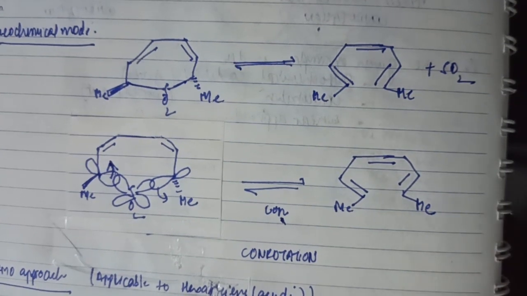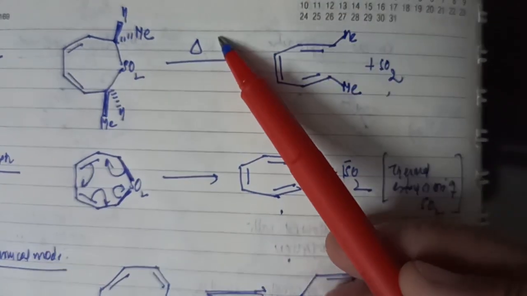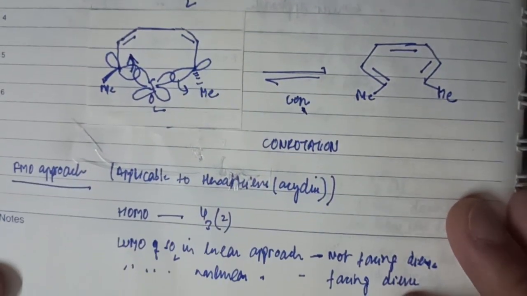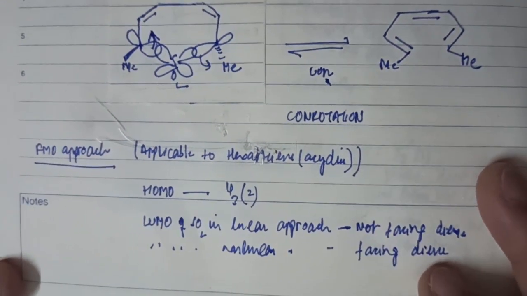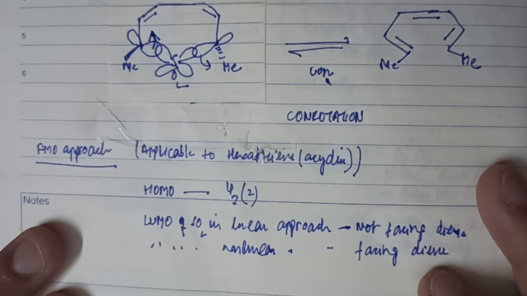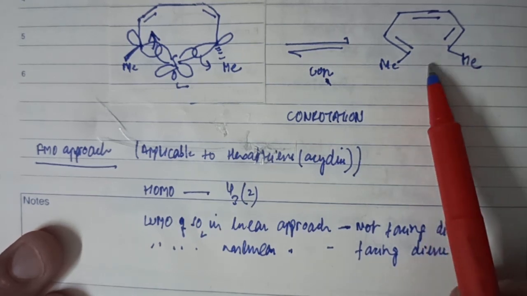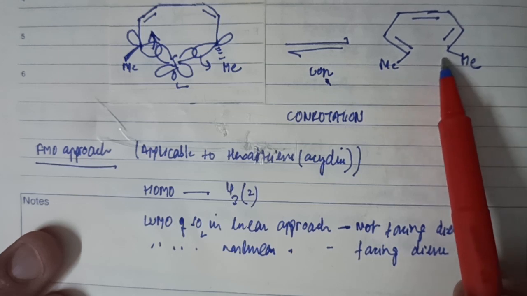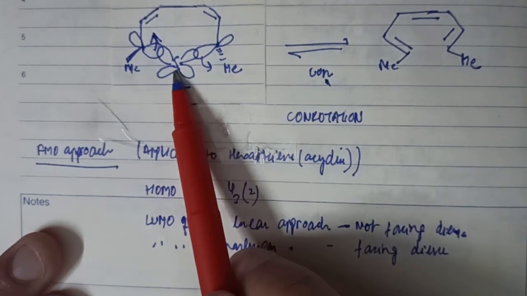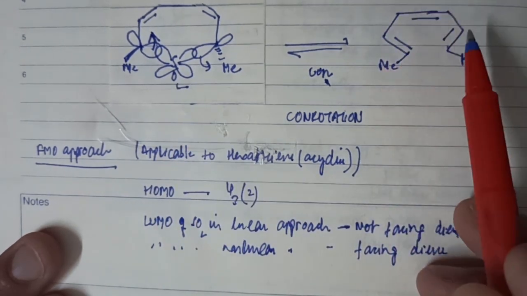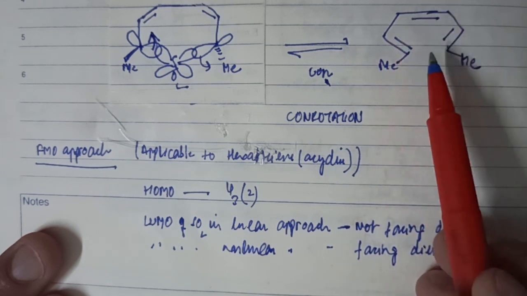Now, I have to use the FMO approach. Remember, the conditions were thermal. Under thermal conditions, I know I'm considering a hexatriene system, because the FMO approach is applicable to the open chain acyclic system. So the application of the FMO approach has to be on this system and not on the cyclic system. So I'm talking about a hexatriene system, which is a 6 pi electron system.